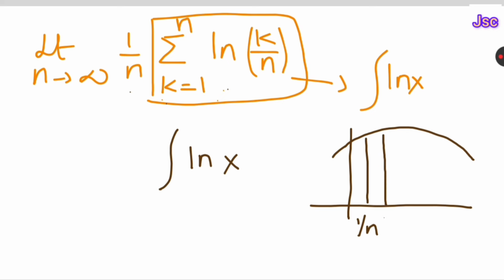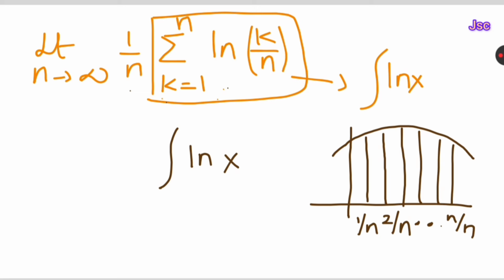The second interval is 2 over n, and so on. The last is n over n. That means 1 over n represents the width of each subinterval, isn't it? This is also known as dx. So instead of 1 over n, I am going to write dx.